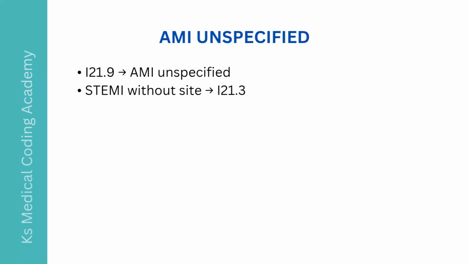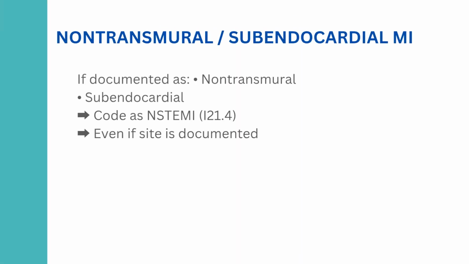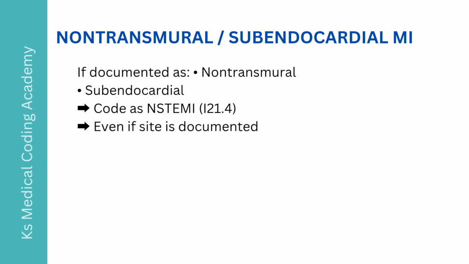AMI unspecified. Use I21.9 for an unspecified acute myocardial infarction. If STEMI is documented but the site is not specified, assign I21.3, STEMI of unspecified site. Non-transmural, subendocardial MI: if an MI is documented as non-transmural or subendocardial, it is coded as NSTEMI, I21.4, even if a specific site is documented.